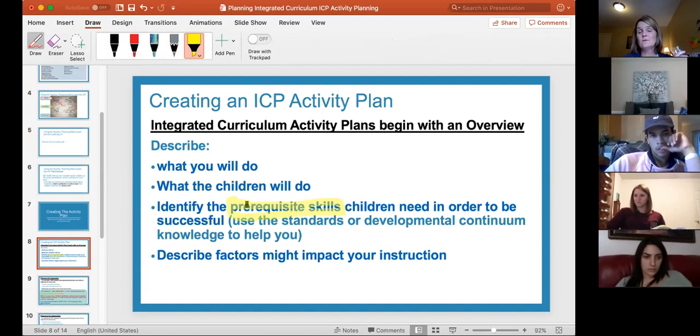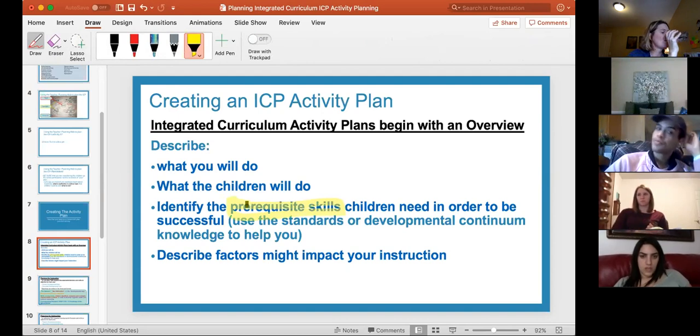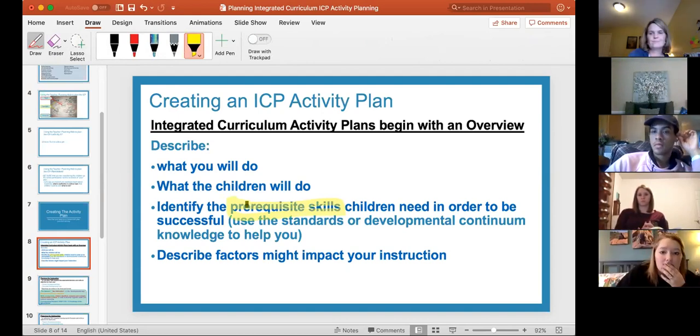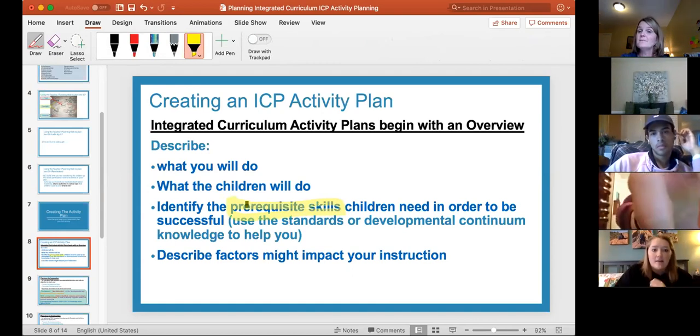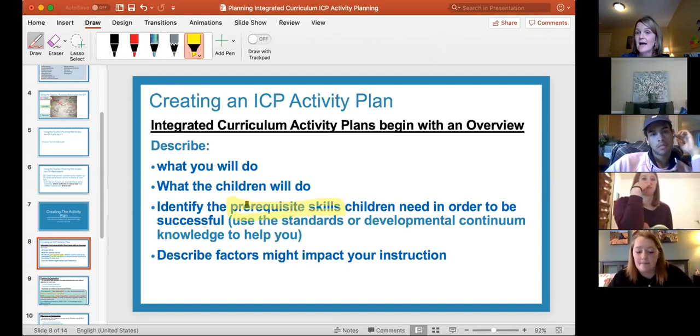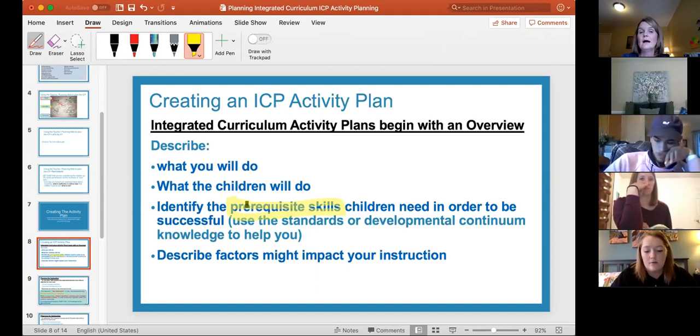So if children are going to sort shoes to determine sizes, what might be some prerequisite skills that they need? Counting. Yeah, they need to know the sizes. They need to understand big and medium and small. So they have some sort of spatial understanding of size. They might need to know something about numbers, right? I heard someone say numbers or counting. What else might they need if they're sorting shoes with other children?